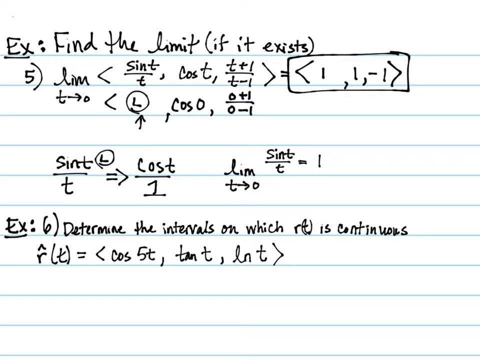Yeah, everywhere, right? It's those sinusoidal curves that just keep going in a wave pattern. They don't have any problems with continuity. So for the first one, cosine of 5t, it's continuous on all of the real numbers. Indeed. How about the next one?